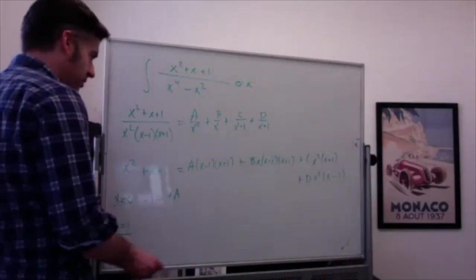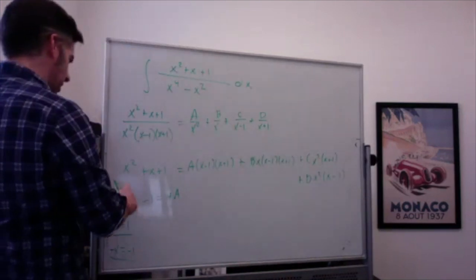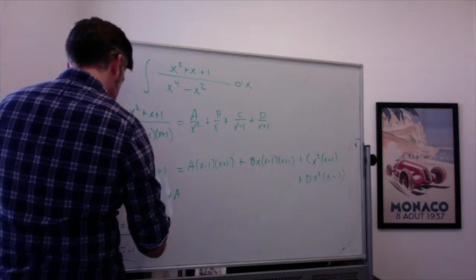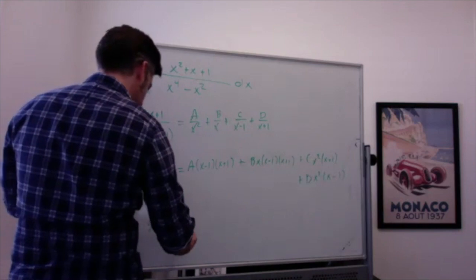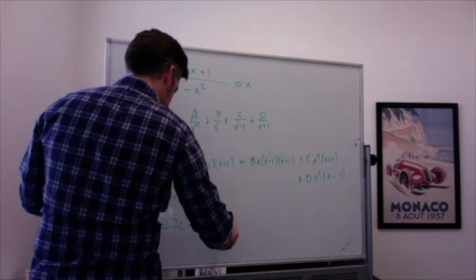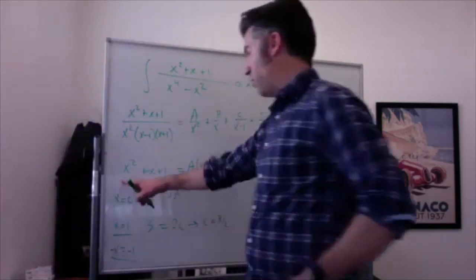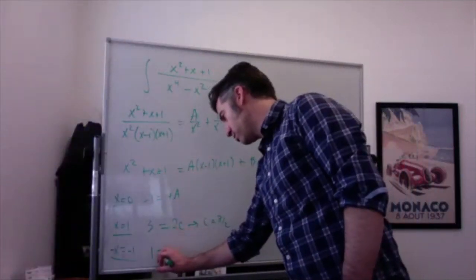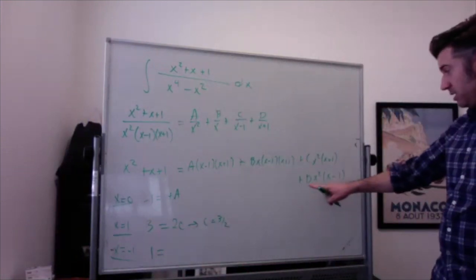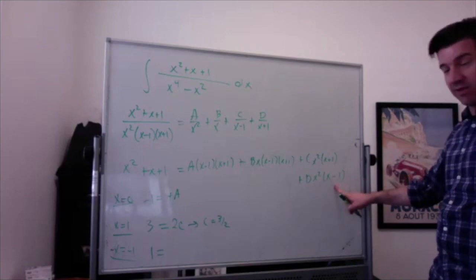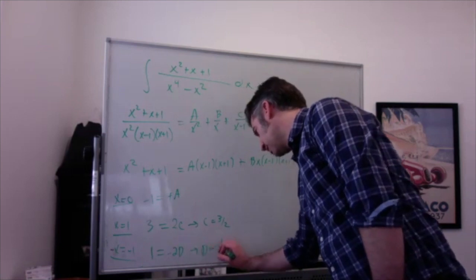When x is 1, this is 0, this is 0, and this is 0, I get this. So when x is 1, I get 1 plus 1 plus 1 equal to c times 1 times 2. So 2c. So c is equal to 3 halves. When x is negative 1, on the left, I get 1 minus 1 plus 1, so I get 1. On the right, this is 0, this is 0, this is 0, this is not. I get d times 1 times negative 2. So I get negative 2d. So d is negative 1/2.